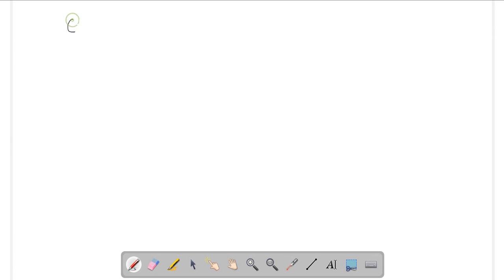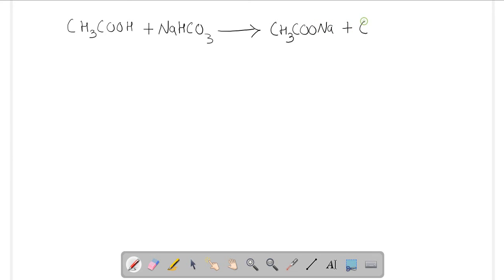Also we can take one example for the CH3COOH, that is acetic acid, which is reacted with sodium bicarbonate, then the formation of sodium acetate with release of carbon dioxide and water will take place.